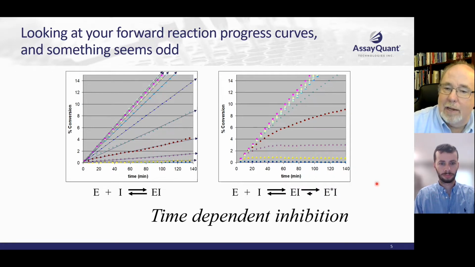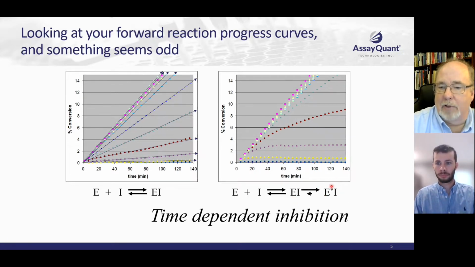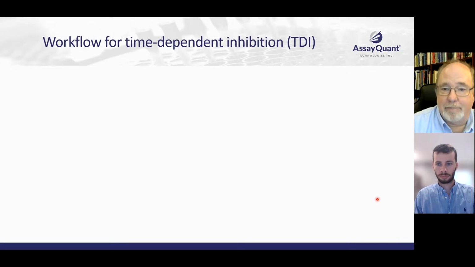And the easiest way, not the only way, but the most typical way that people describe this is that there's an enzyme plus inhibitor that forms an initial complex, and then something else happens, a conformational change or a variety of things, to form a second complex, which is more stable and has a slower off rate. So enzyme plus inhibitor forms this complex, and then over time, this complex transforms into this complex, which has a slow off rate. That is at its core time-dependent inhibition.